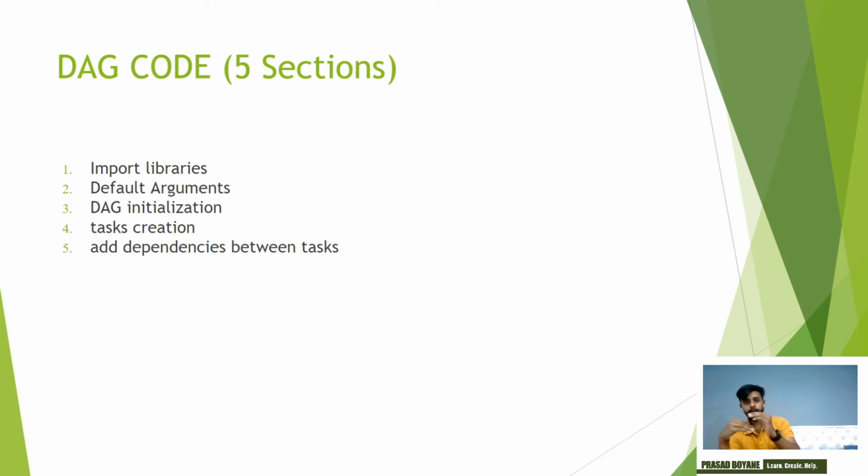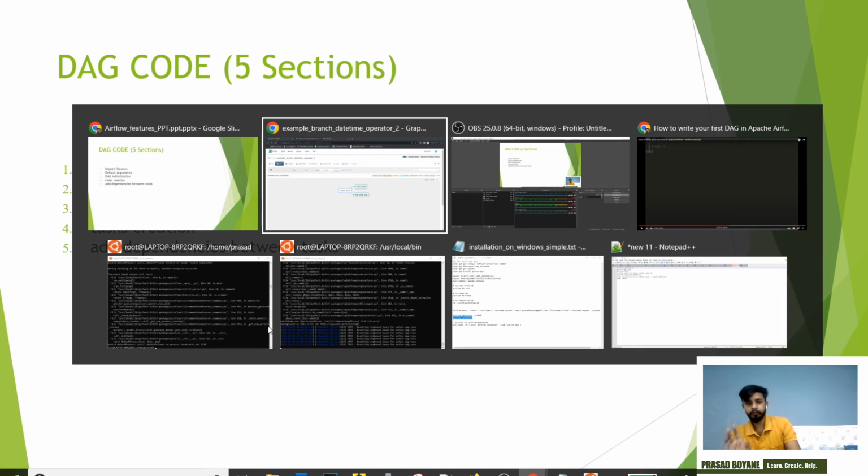Now this Python code needs to be written in 5 sections. Okay. First section, import all the libraries. We will take an example. Import libraries. Then we have to create some default arguments. Then DAG initialization. Then we have to create tasks inside it, and then we will add the dependency between the tasks, however we want it. Okay. So let's see what a simple DAG looks like.